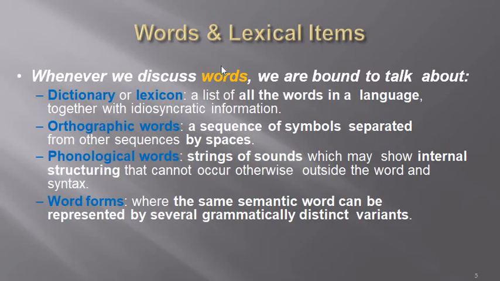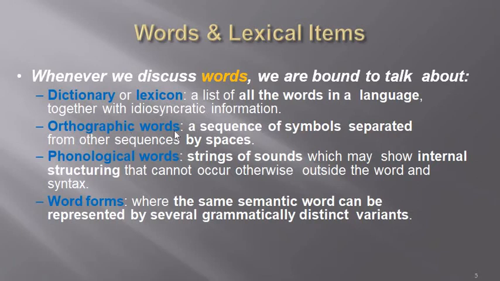So let's talk about words and lexical items. Whenever we discuss words, we are bound to talk about the dictionary and lexicon, orthographic words, phonological words, and word forms. Let me tell you what the dictionary and lexicon are. You are all pretty aware of the dictionary. Basically, the lexicon or dictionary is a list of all the words in a language together with idiosyncratic information, which provides information idiosyncratically about the words.